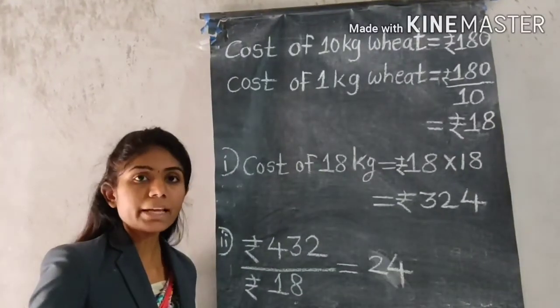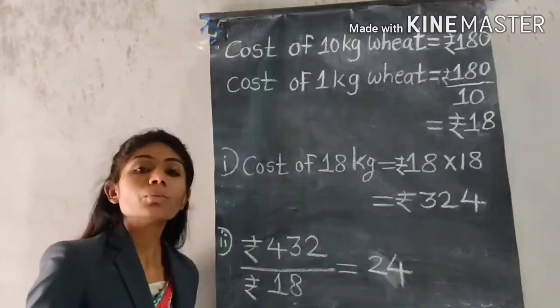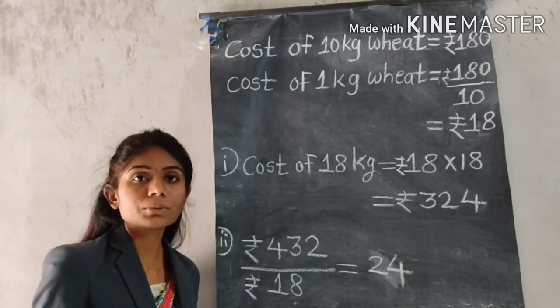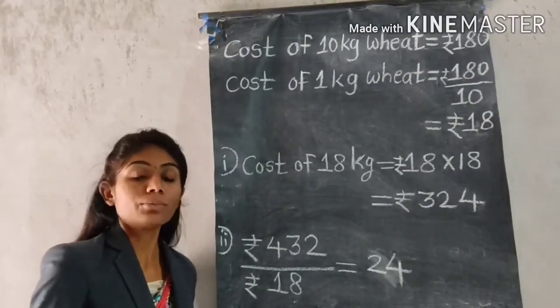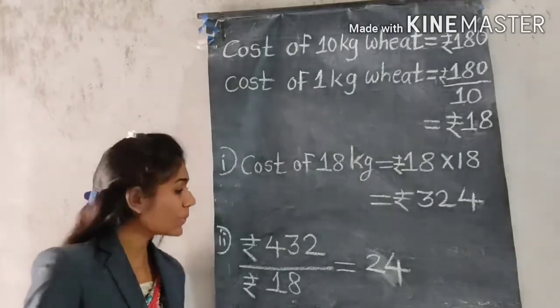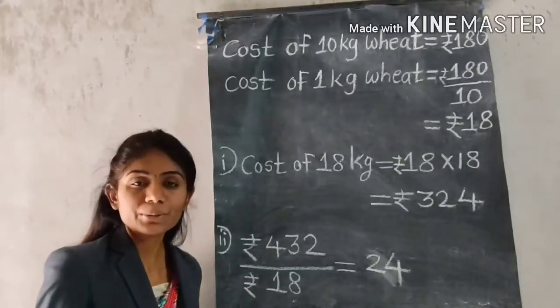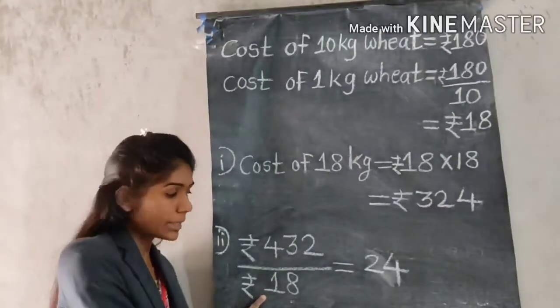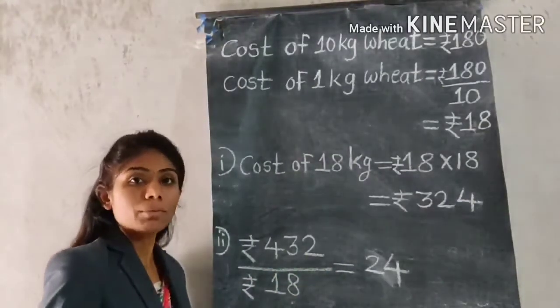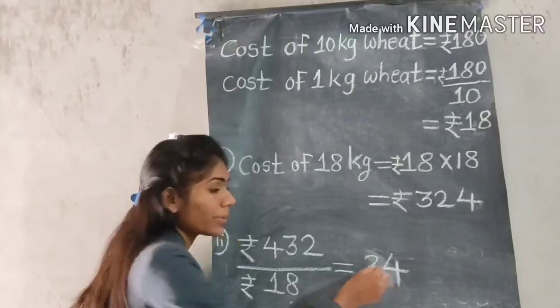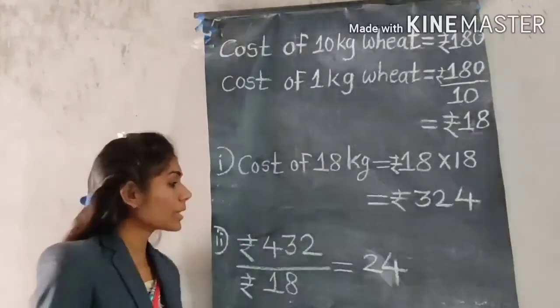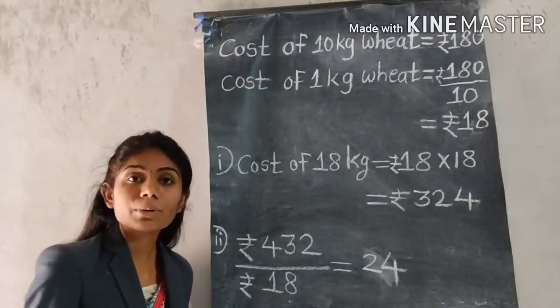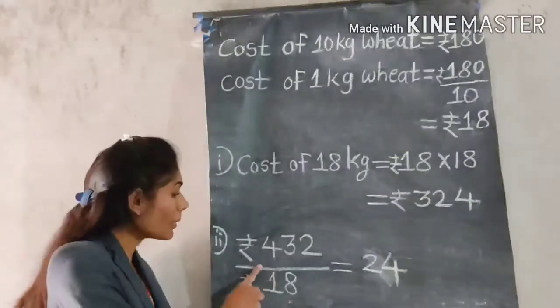Second, they ask: for rupees 432, how many kg wheat can be purchased? So rupees 432 divided by the price of 1 kg wheat. After dividing, we will get the answer 24. So we can say 24 kg wheat can be purchased for rupees 432.